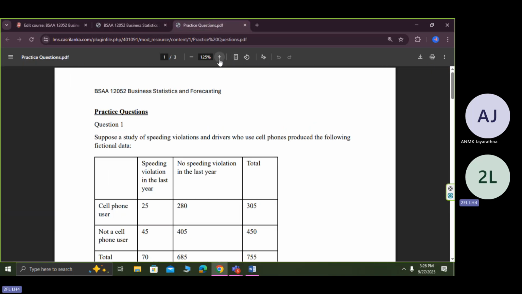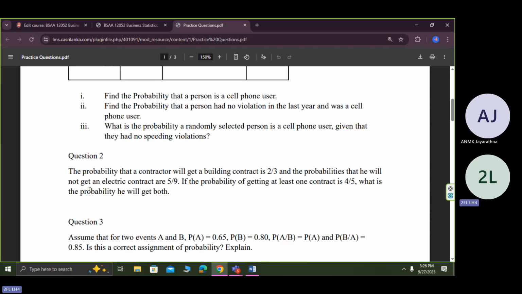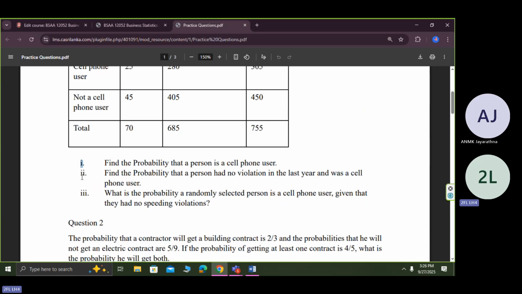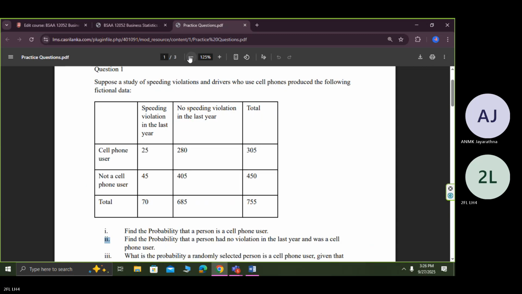Then we move into the worksheet. This worksheet has one table. That table represents speeding violations and drivers who use cell phones. They identify who had a speeding violation, who had no speeding violation, and whether they are cell phone users or not. Using this information, write the answers for Roman numbers 1 and 2. Hurry up. Write the answers for 1 and 2.